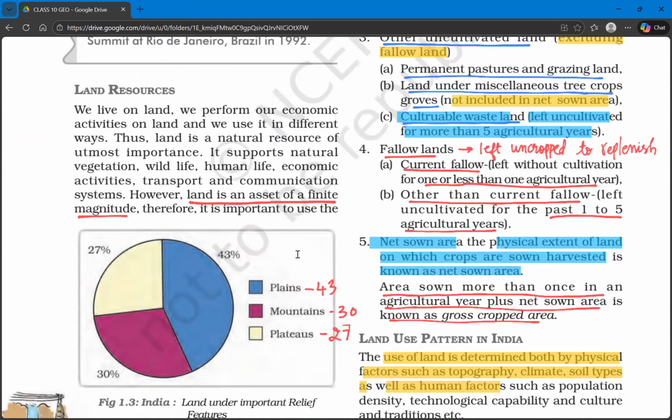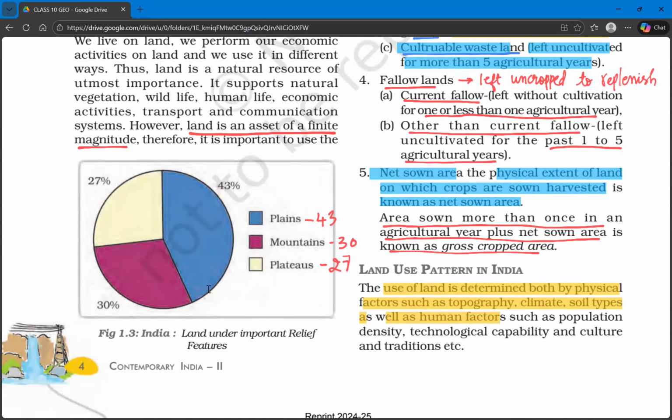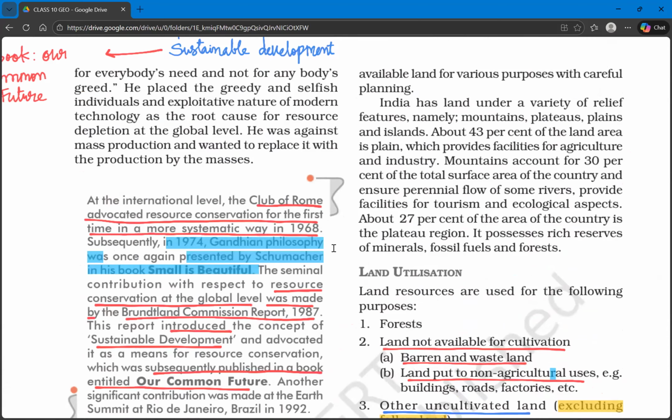Now, let's see the distribution of land in India. In India, land under plains is 43%. So, the plains constitute 43% of the land of India. And then we have mountains 30%. And then we have plateaus 27%. PMP, plumper. So plumper, PL for plains, mountains, and plateaus. Plains 43%, mountains 30%, and plateaus 27%. This is the distribution of land in India.